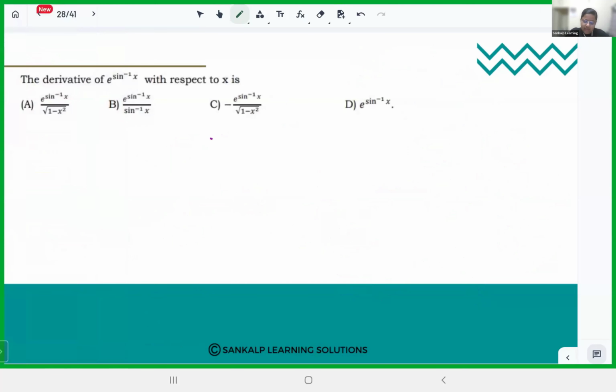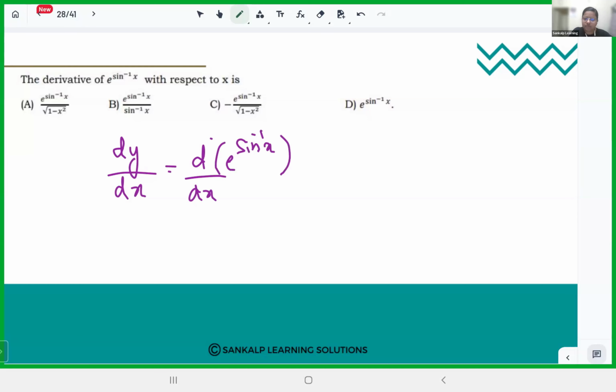Okay. So the derivative of e raised to sine inverse x with respect to x. You have to find out the derivative of sine inverse x with respect to x. d by dx of e raised to sine inverse x. Okay. So here also you have to observe the base function. Which is the base function here? It is e raised to x. But in the place of x, it is sine inverse x. So you have to assume the sine inverse x as x. Okay, so then you find out the derivative.